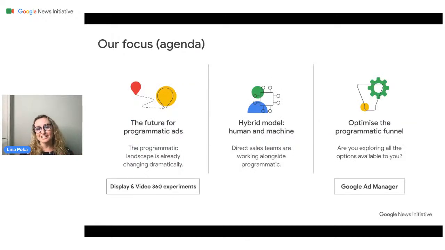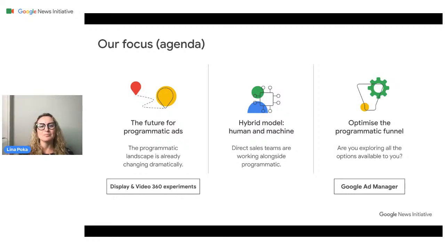What is our agenda today? What are the topics that we are going to be covering? We have three main areas of focus. We're going to kick things off with the future of programmatic advertising. The landscape is changing, it's evolving, and it will always have a dramatic effect on programmatic advertising in the future. The second area that we're going to be focusing on today is that hybrid model.